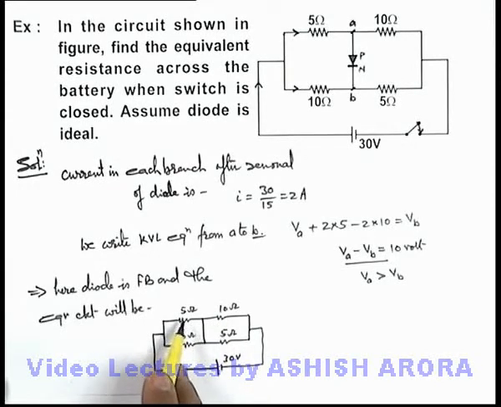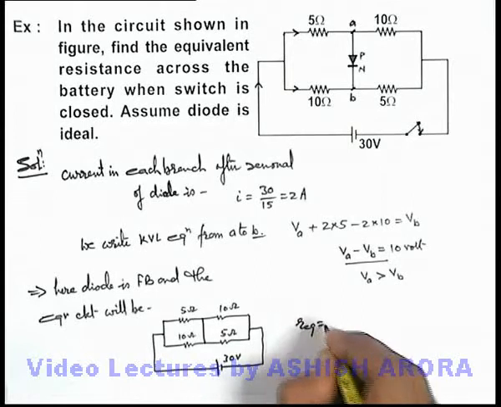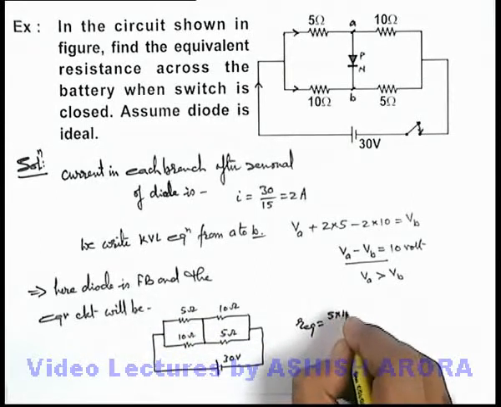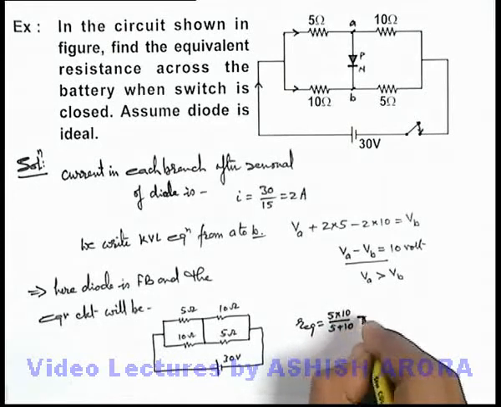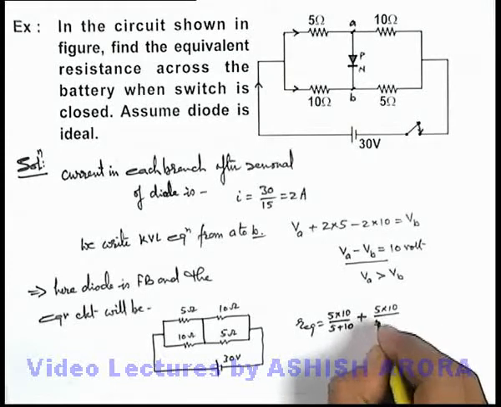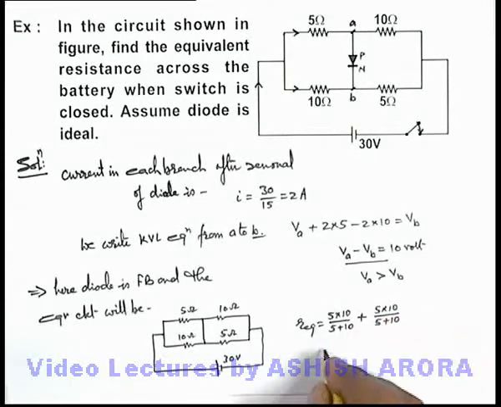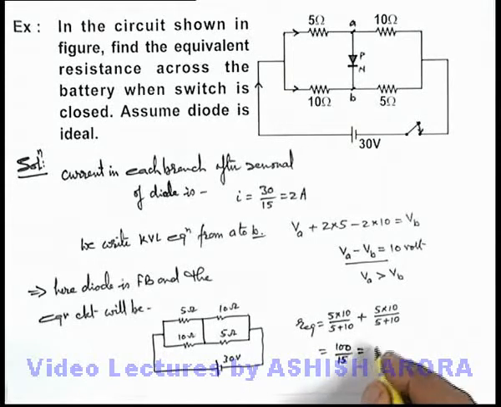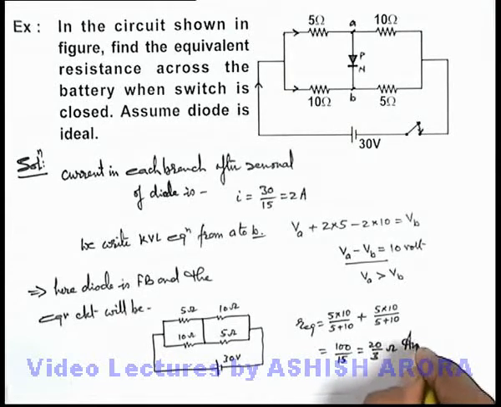The combination of 10 and 5 in parallel can be written as 50 by 15 ohms. So the equivalent resistance across the battery can be written as 5 into 10 by 5 plus 10, in series with another combination of 10 and 5 in parallel, which is again 5 into 10 by 5 plus 10. So it can be written as 50 by 15 plus 50 by 15, which is 100 by 15. Simplifying, it equals 20 by 3 ohm. That will be the answer to this problem.